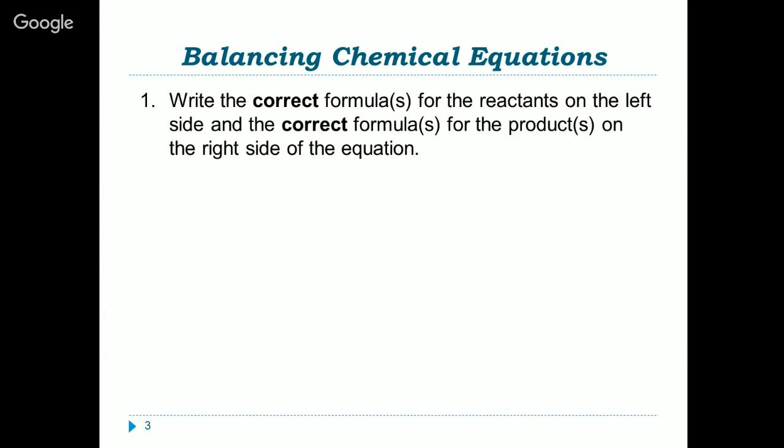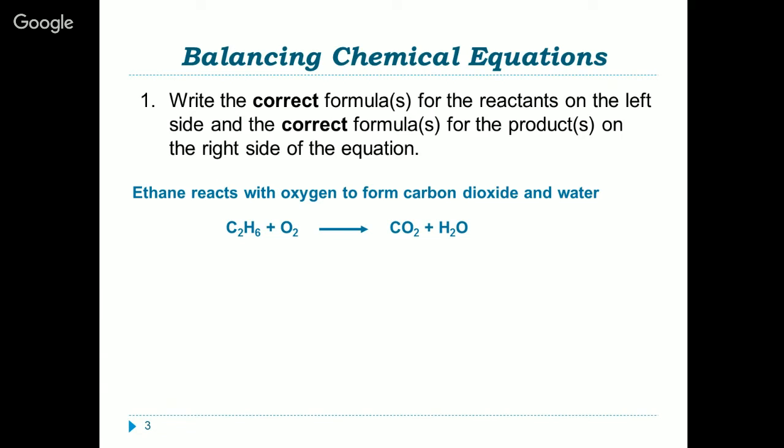So how do we balance chemical equations? First thing that we need to have is to make sure that we have the correct formulas for all things present. So you have to remember how to write your ionic compounds, and what it means if you're reading a formula and it's a molecule. So ethane reacts with oxygen to form carbon dioxide and water. Now, we don't know what ethane is. That's an organic compound. I would give that to you.